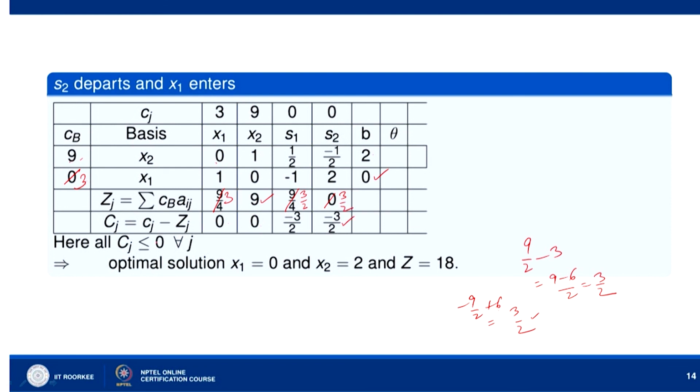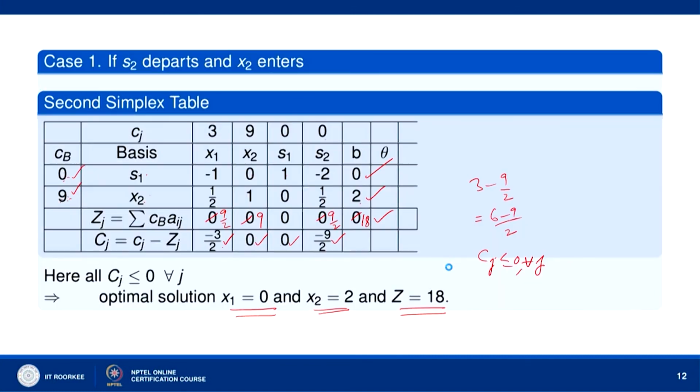Now Cj is less than or equal to 0 for all j. So we have x1 equal to 0, x2 equal to 2, and 9 into 2 is 18, and 3 into 0 is 0, so z is equal to 18. So we get the same value of z.